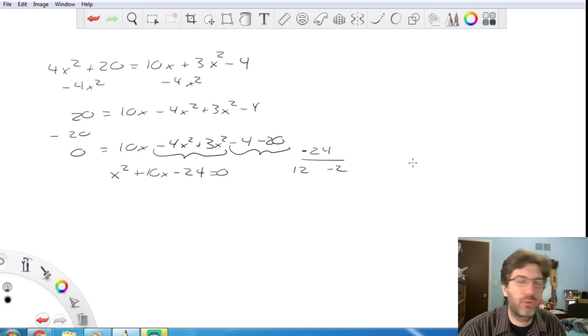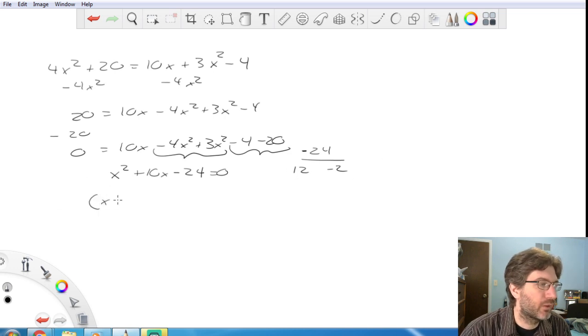So watch your signs with that, because you could easily see 4 and 6 being 1, but in that case they both have to be positive. Here this is a negative 24, so watch that. So it's going to be 12 and 2. So we get x plus 12 and x minus 2.